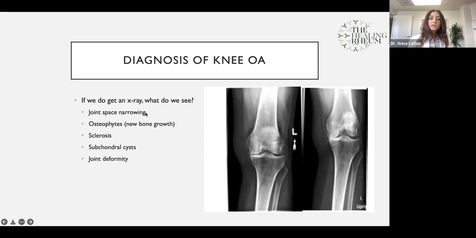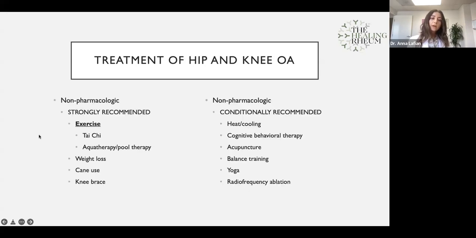Again, what we see is joint space narrowing, we see osteophytes, so that new bony growth, and we'll see that sclerosis I was talking about. Sometimes new cysts will form there, called subchondral cysts. And then over time, as the joint gets more and more damaged, you see some joint deformities and joint destruction.